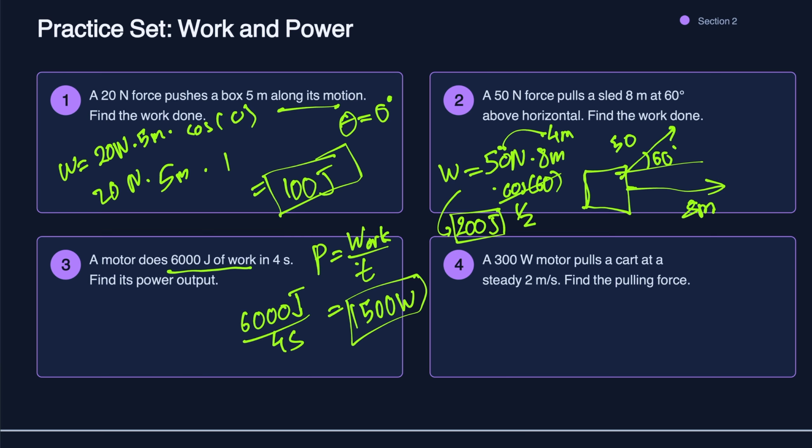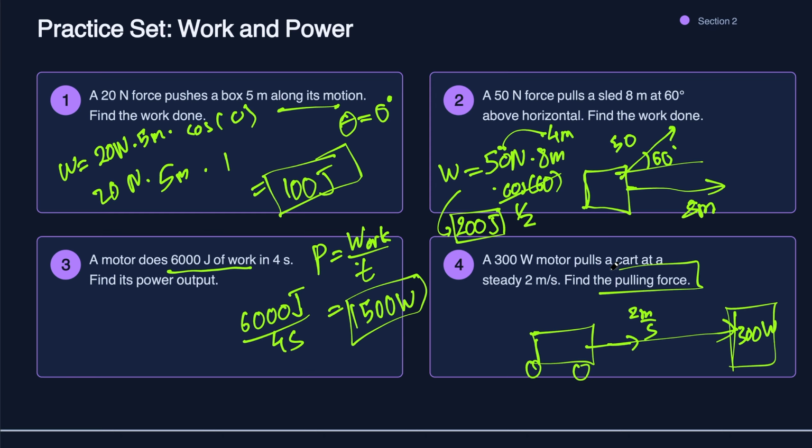Now, a 300 watt motor pulls a cart at a steady 2 meters per second. Okay, so a 300 watt motor is pulling the cart at that pace. Find the pulling force. So 300 watt, right, is the power. And what equation did I show you? Velocity is equal to power over force, right?